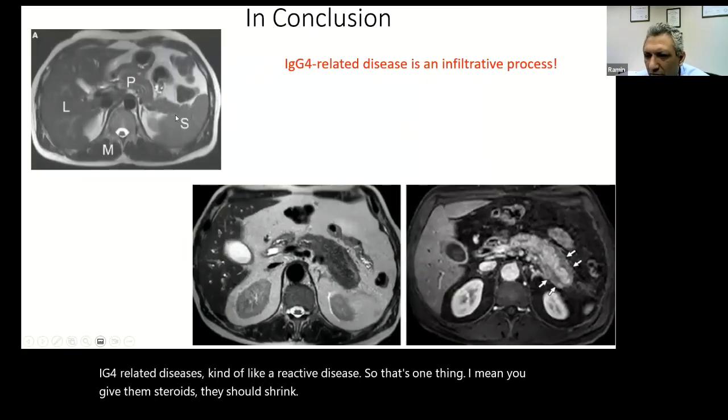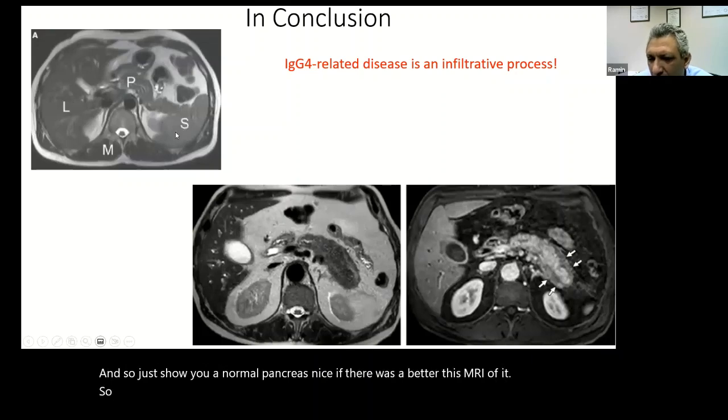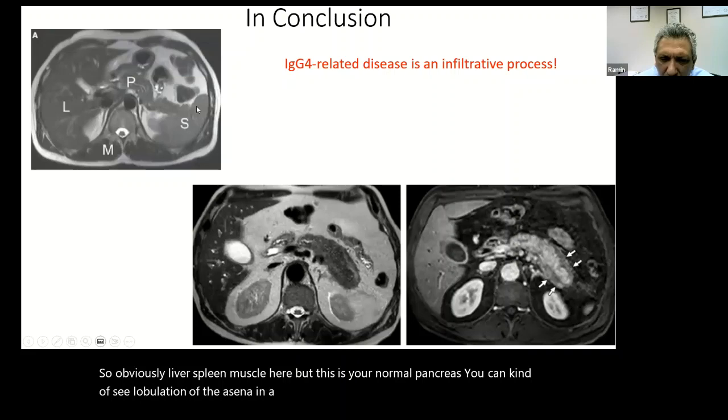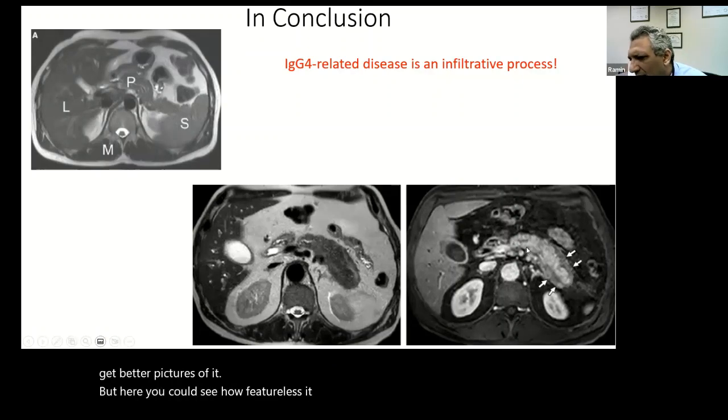And just to show you a normal pancreas, nice, on this MRI. So we see liver, spleen, muscle here, but this is your normal pancreas. You can kind of see lobulations of the acini. In the newer scanners with better protocols, you get better pictures of it. But here, you can see how featureless it is. And then there is some enhancement for this IgG4 related disease.